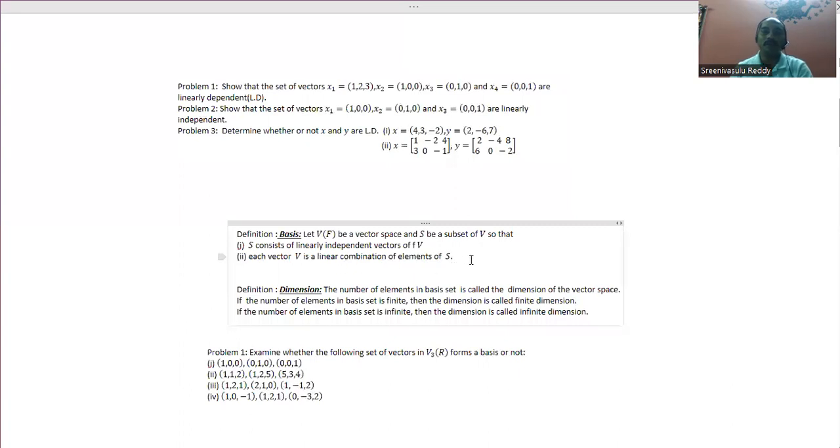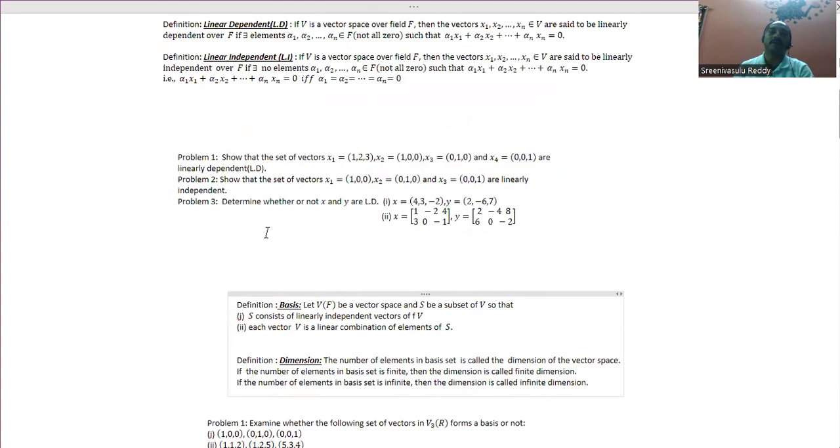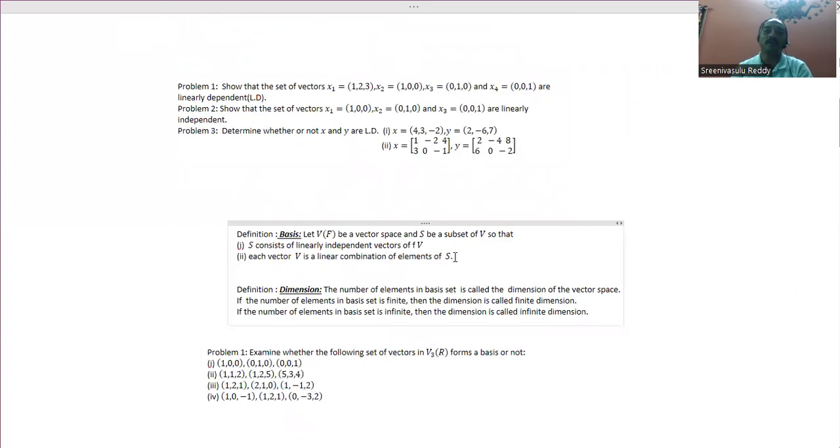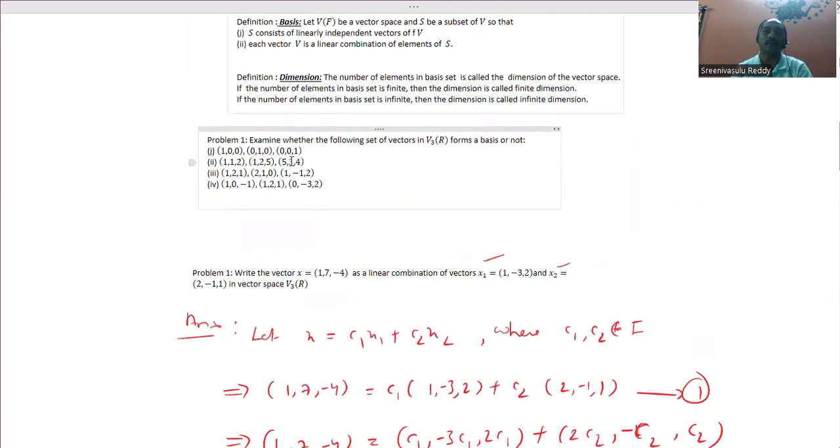Then V is a linear combination of elements of S. By taking any vector in V, it can be written as a linear combination of S. First procedure, write down the given vector as a linear combination of vectors. If by taking any arbitrary vector from V, it is written as a linear combination of the elements of S, then we say that it is a basis. If this basis set has a finite number of vectors, then it is called finite dimensional. If S has an infinite number of vectors, then the dimension is said to be infinite dimension of the vector space.